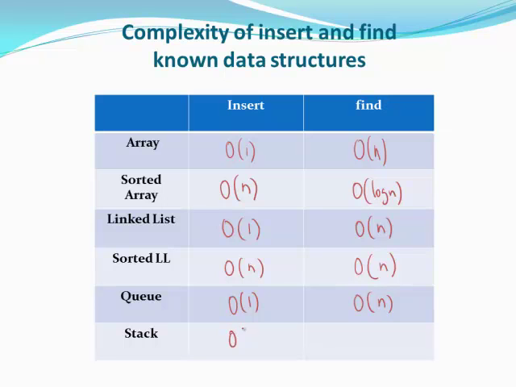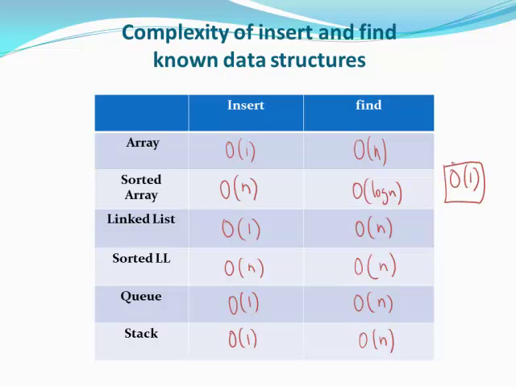If you have a stack, you can push something into a stack in big O of 1. But finding something would require us to pop all the elements from the stack and somehow adjust the stack later to the original state, and that would cost you big O of n. So if you look at this table, the complexity is either big O of 1 for the insert, but big O of n for the find. So there's no data structure that can give you both of them in big O of 1.